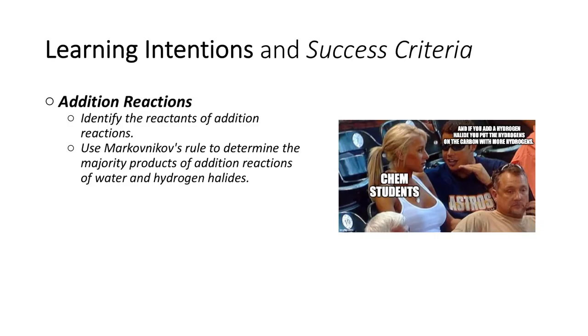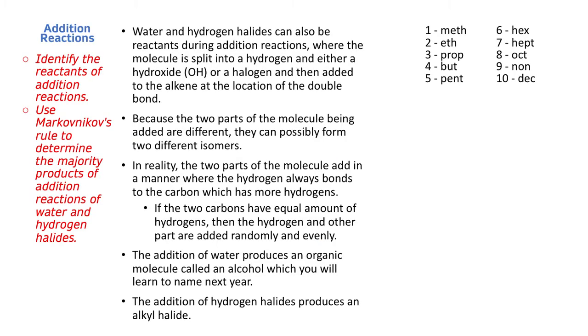All right, so we're going to be doing addition reactions again, where we add some stuff to some alkenes or alkynes. Let's have a look here. Water and hydrogen halides can also be reactants during addition reactions. Remember, in addition reactions you're breaking the double bond and adding some stuff to the hydrocarbon. In the last video, we went through adding hydrogen gas, which is just adding two hydrogens, or adding a halogen gas, where it's adding two halogens. But now we're adding water or a hydrogen halide, and this is the part where it's different.